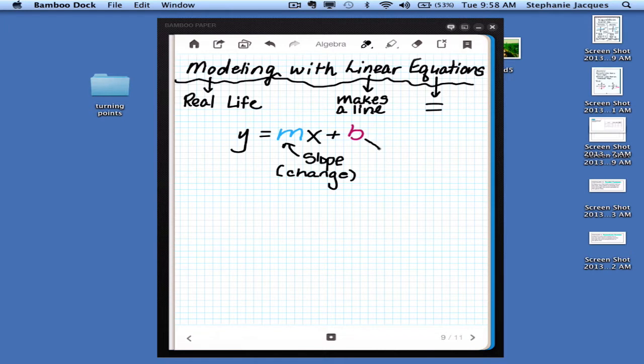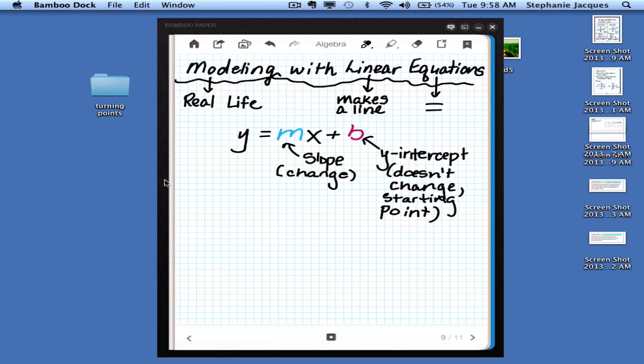And the b is your y-intercept, and we've worked with that. And the y-intercept is also always a constant number. It does not change. And also, when you did your graphing, it was your starting point on the y-axis. Starting point.